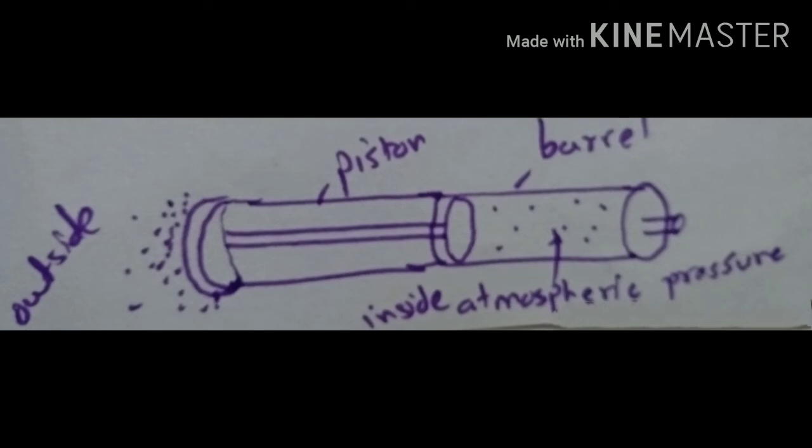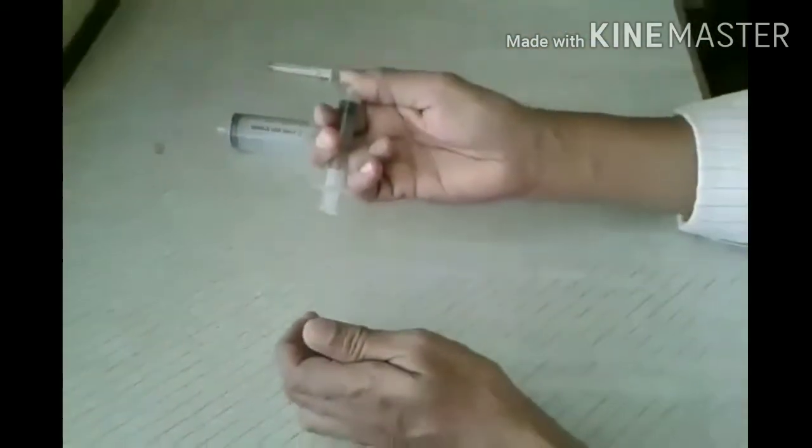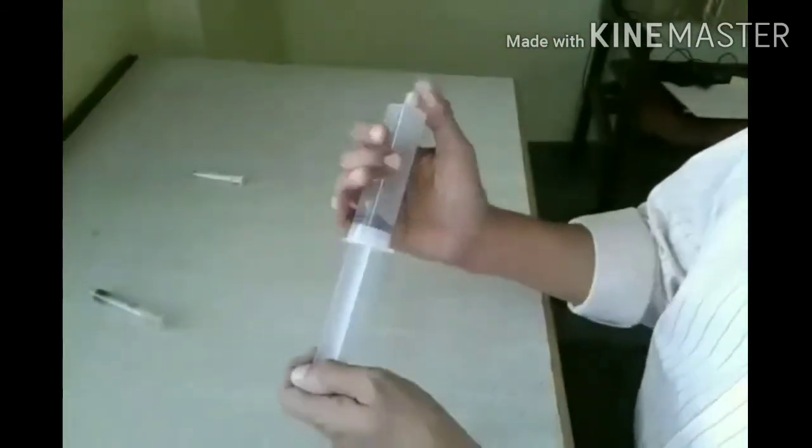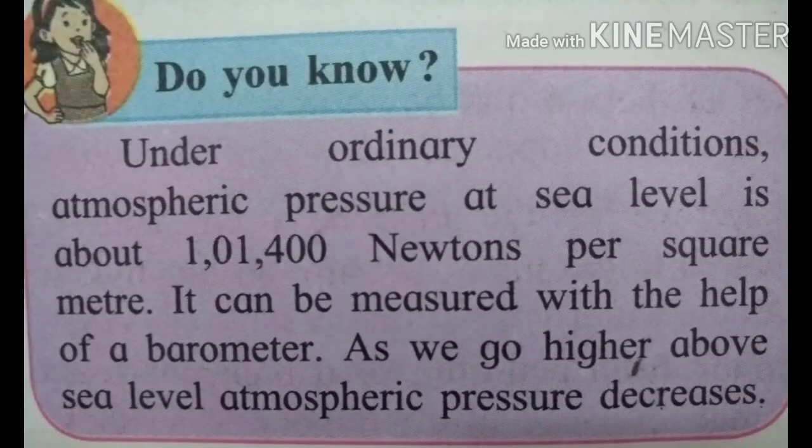So when we try to pull it, it does not remain back. It goes to its original position. See, we are trying to pull it. What happens? The plunger goes again back to its original position. Why? Because inside the barrel there is very little air, so there is no air pressure. I hope you understood. If not, again we'll revise next week or next time.